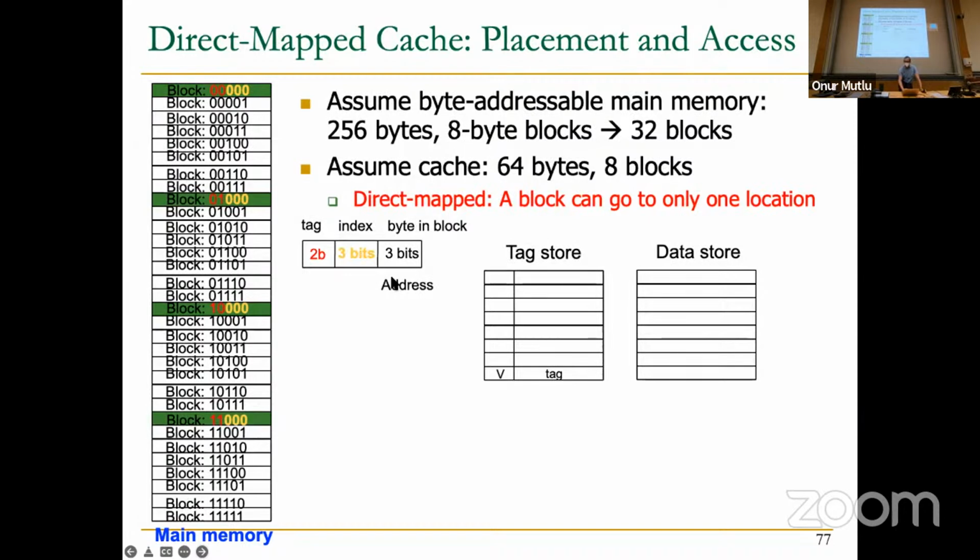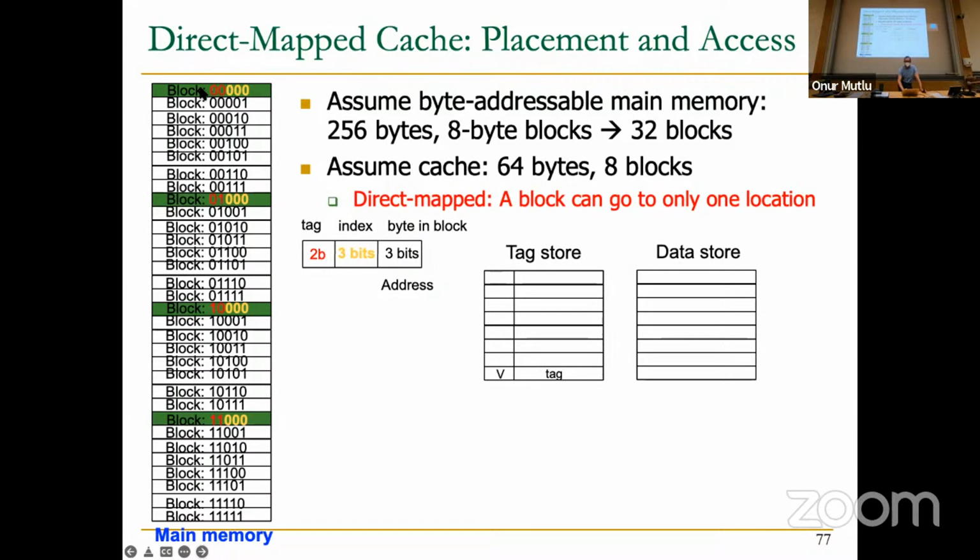Ignore the byte and block, as I said. It's part of your data store. We're assuming 8 byte blocks. Eventually, you may need only one of the bytes, but you can multiplex them out of the data store. Index is 3 bits because you have 8 possible locations that a given address can map to. But once you know the address, it maps to only one possible location. And tag bits are 2 bits, as we've shown over here.